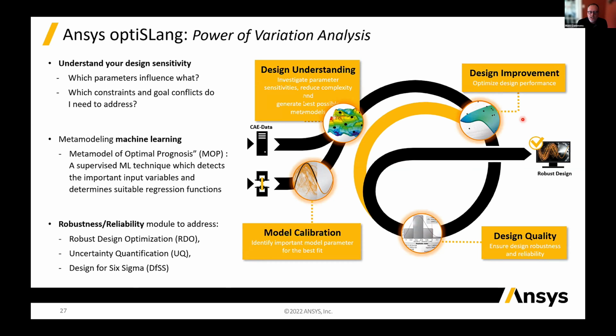There's even machine learning capability within optiSLang to leverage the parametric plus optimization technique. And you can address topics like robust design optimization, uncertainty quantification, and design for Six Sigma. So essentially, optiSLang is a system driving tool that will leverage the HFSS workflow in 3D layout to gather data and then help you optimize your system. Next slide.